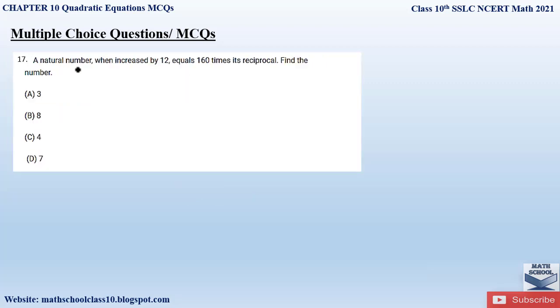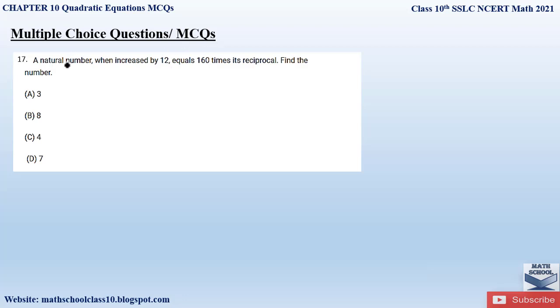Question number 17. A natural number when increased by 12 equals 160 times its reciprocal. Find the number. Again, here we will use a shortcut method instead of the regular long method, since this question can be asked for 4 to 5 marks. Since this is an MCQ question, we will use a shortcut method.